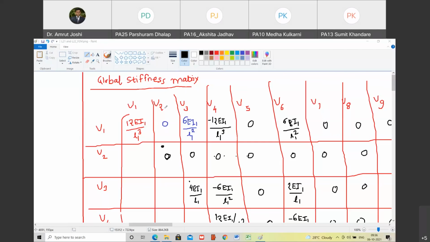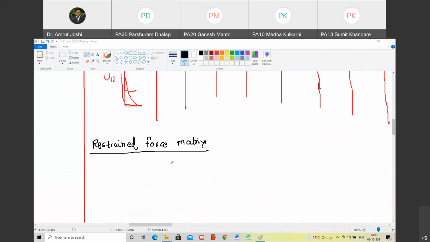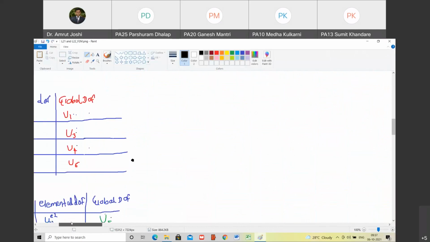So in last class, we have seen how to assemble element stiffness matrices into a global stiffness matrix. Are you with me? Yes, sir. Now let us go ahead and look at restrained force matrix. So what is restrained force matrix?